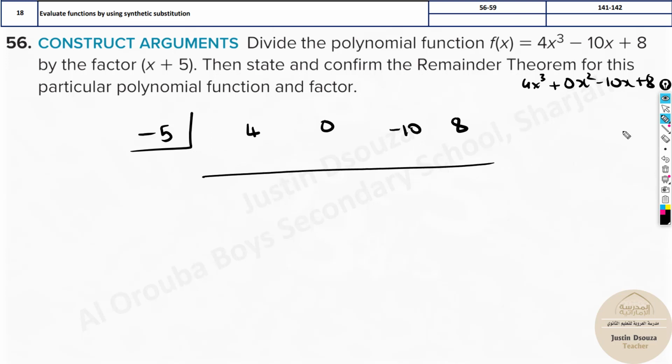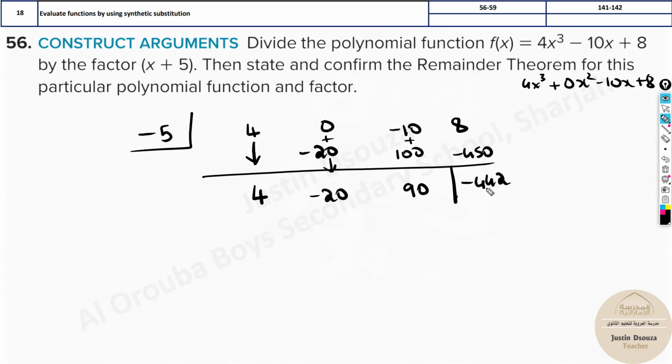Now you must always remember something like this. Here 4 comes down as it is 4. Multiply with minus 5, it will be 4 times minus 5 is minus 20. Now add this up and write it down again, minus 20. Minus 20 times minus 5 is positive 100. Add this up, it will be 90. And now multiply 90 times minus 5. 9 5s are 45, it will be minus 450. And when you subtract, it will be minus 442.